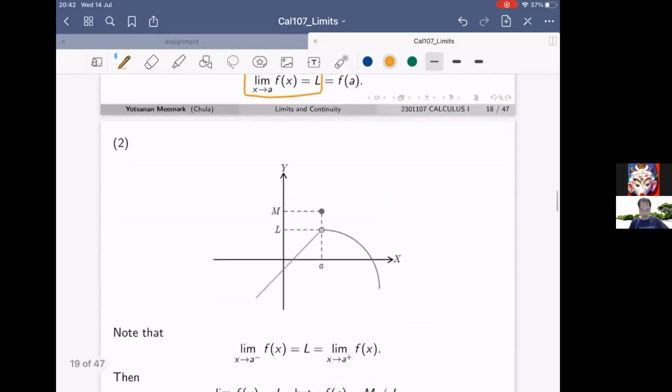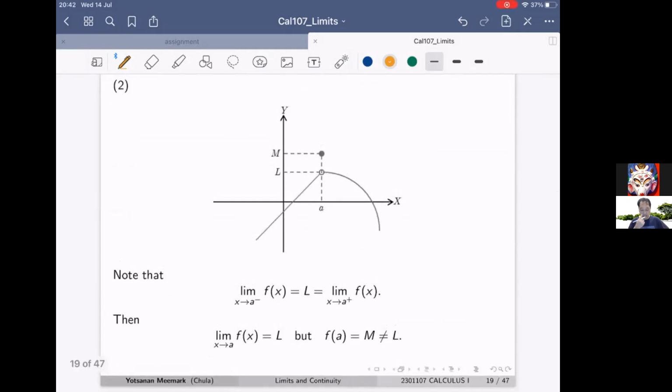How about this one? The limit has nothing to do with the function value, right? We just look at the values that are closer. If you look at a here, as you go close to a from the left, the function value approaches L. As you go close to a from the right, the function value also approaches L. So the left hand side and the right hand side limits are the same, equal to L. So the limit exists.